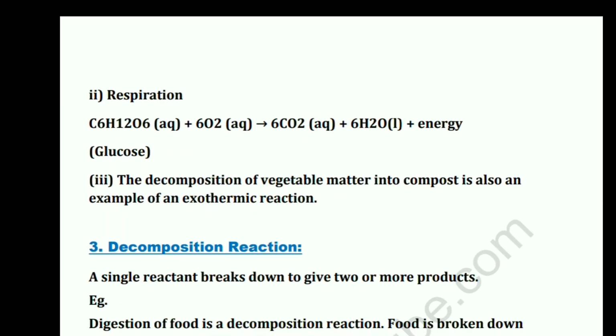Respiration. This is a very common reaction where glucose combines with oxygen to give carbon dioxide plus water, plus a lot of energy is given out. Since energy is being liberated or evolved, we'll call it an exothermic reaction. Now, the decomposition of vegetable matter into compost is also an example of an exothermic reaction. Okay, if the decomposers are reacting with the dead and decaying organic matter and they are decomposing it, that will be an exothermic reaction. You need to remember this.